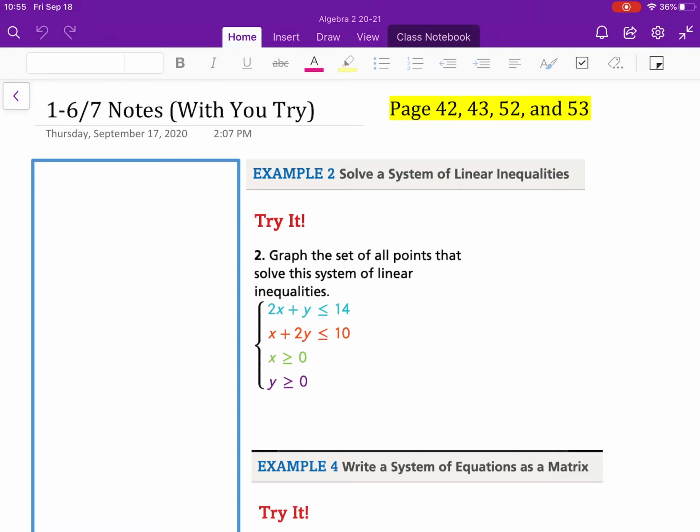But notice that we are combining 1, 6, and 7. That's because we are taking out the stuff that you need to do by hand. We're going to focus on doing it with technology. That's why you'll notice in my notes I have skipped example 1, and we are ready to dive into example 2.